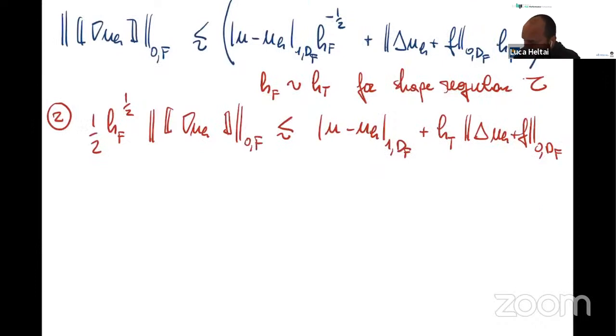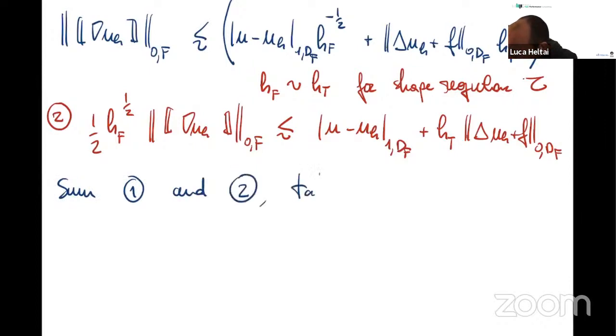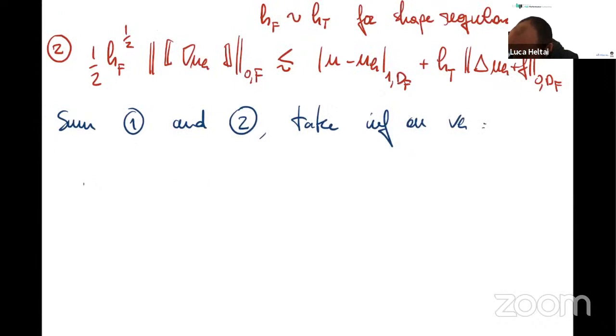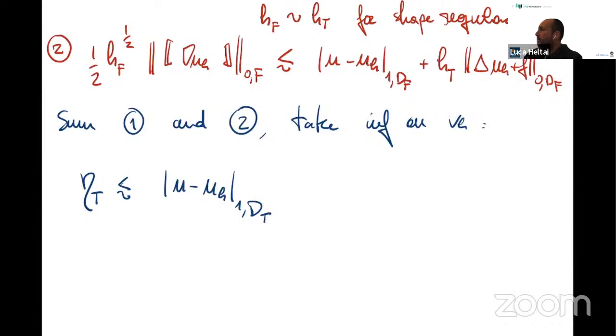Now, if I put together the two parts, sum 1 and 2, and take the inf on VH, what we obtain is that eta t is controlled by u minus UH. Now I have to sum over all dF for all faces, and this is exactly the definition of dt.